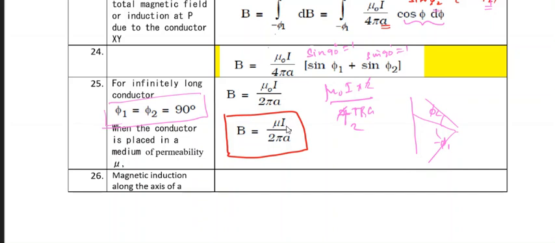I is the current strength. And what is this A? The distance between that point and the center of the conductor. Is it not? So I, A. Do you understand?